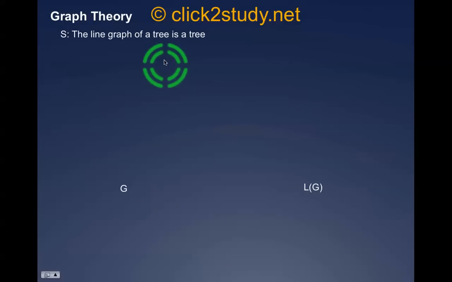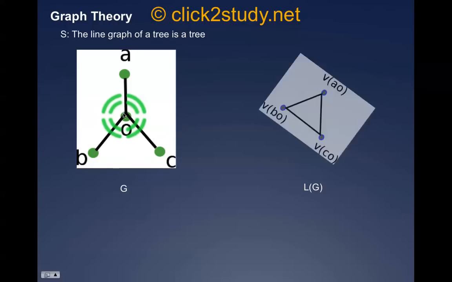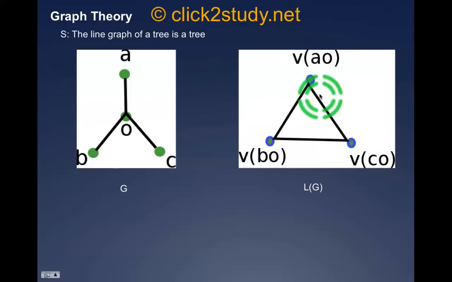Coming to the last statement, which is the line graph of a tree is a tree. So let's take a tree. This is a tree. How is a tree defined? A tree is a graph that doesn't have a cycle. That's how a tree is defined. This is a very simple example. If you take the line graph of this tree, you will get something like this.